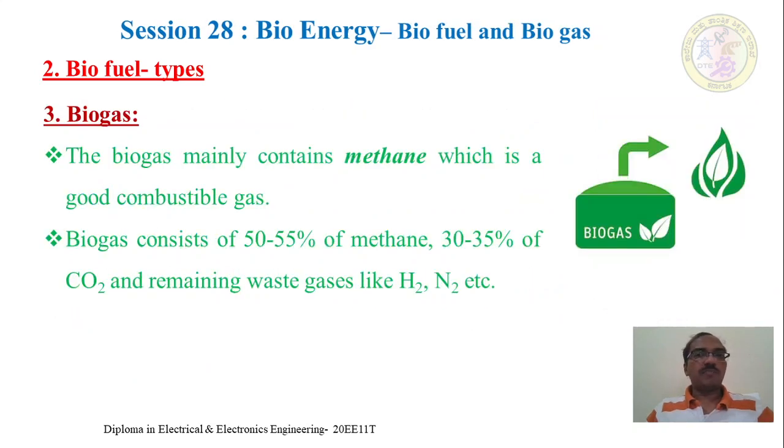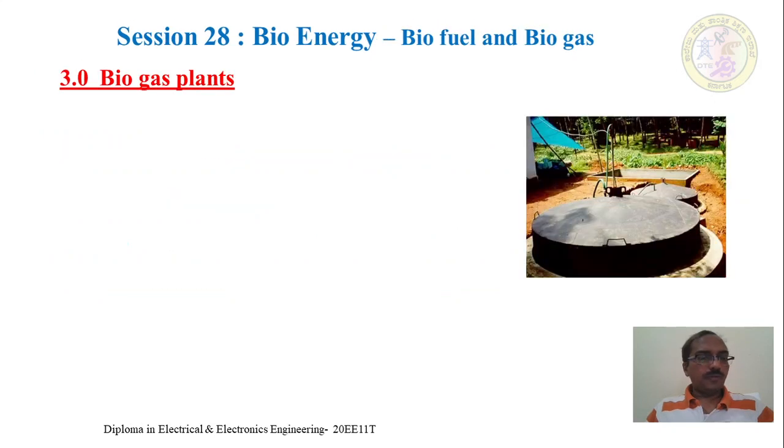In the same manner, what is biogas? It is nothing but methane gas. It is usually produced by fermentation of biomass, and it consists of 50 to 55 percent methane and 30 to 35 percent carbon dioxide, and the remaining will be other gases, such as H2 or N2, nitrogen and so on. A small amount of these gases will be available. Then we will go through the different types of biogas plants, how this gas can be produced, and what the different methods are.